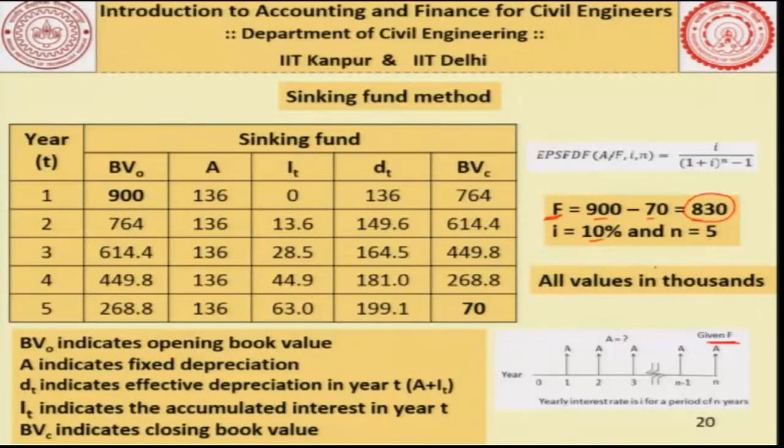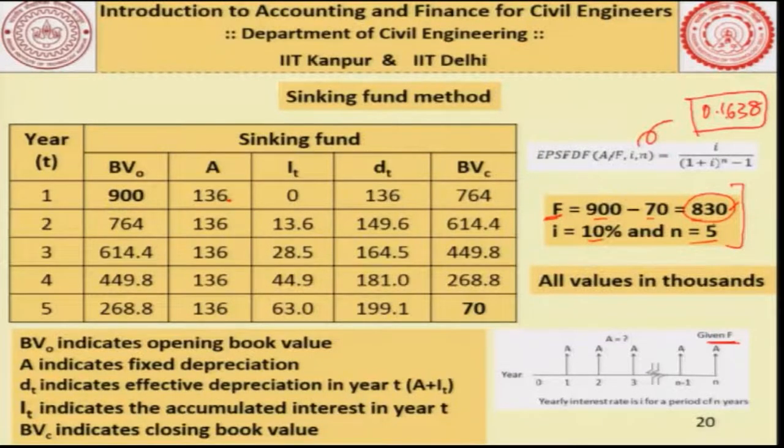I is given to be 10 and N is 5. If I use these numbers, I is equal to 10 and N is equal to 5, the factor here will turn out to be 0.1638. This is the factor that you can, in this particular case, probably get with a calculator, but you can always go back to the tables and see this number. Now, once you have this 0.1638 and given the fact that 830 is what you need and not a unit value, what will be the A for 830?